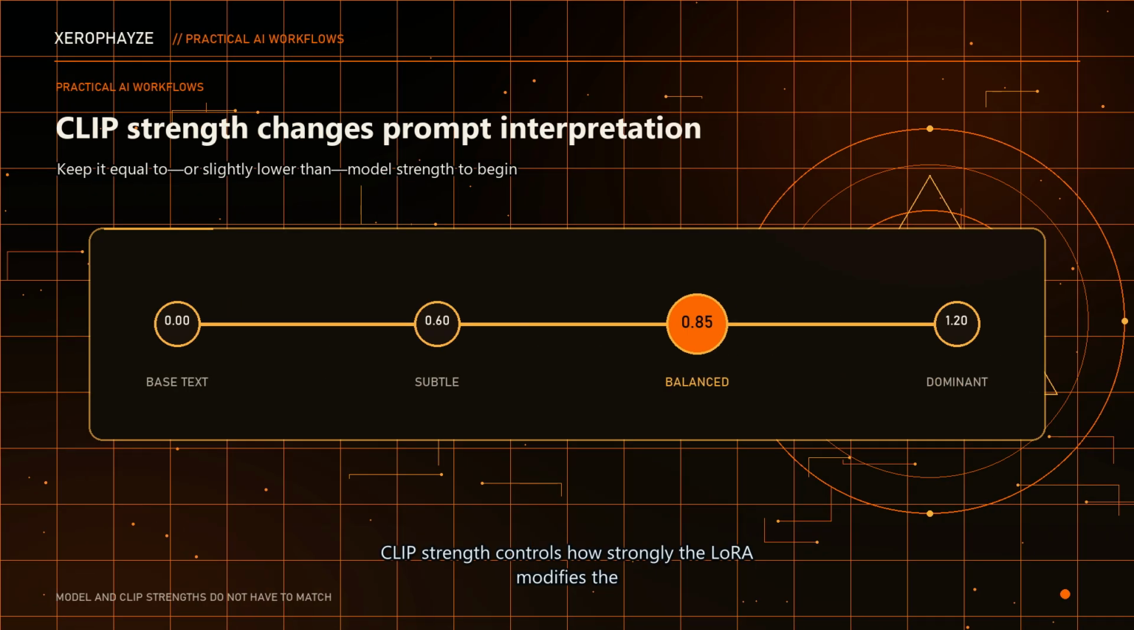Clip strength controls how strongly the LoRa modifies the text encoder. That influences how the prompt is interpreted in relation to the trained concept. Keeping clip lower than model strength can preserve more of the base prompt interpretation. Matching both values is a straightforward starting point, but they do not have to remain identical.